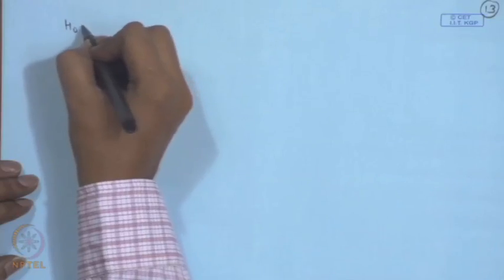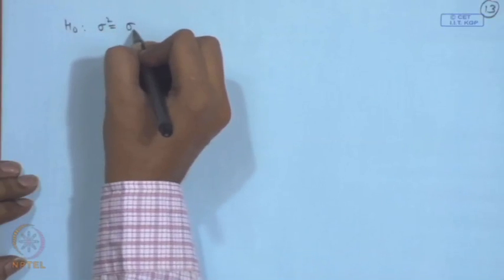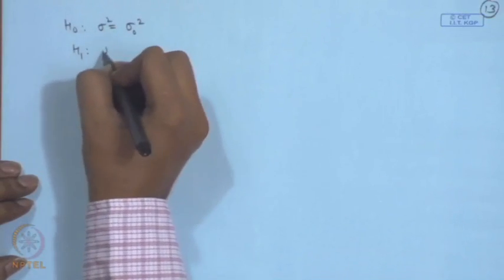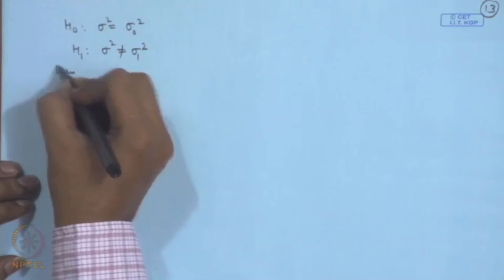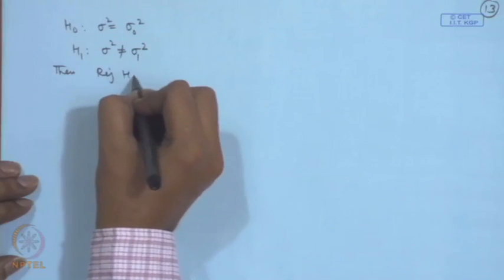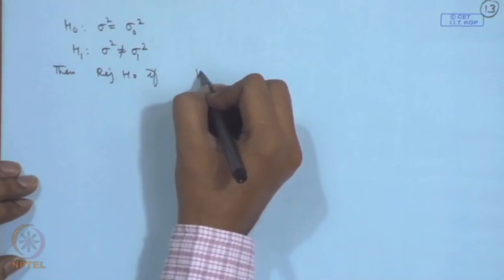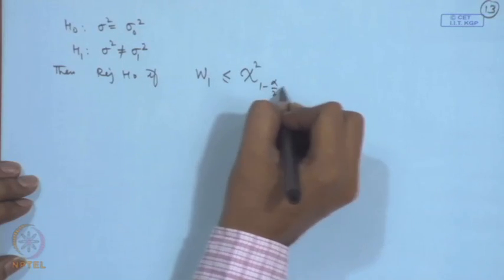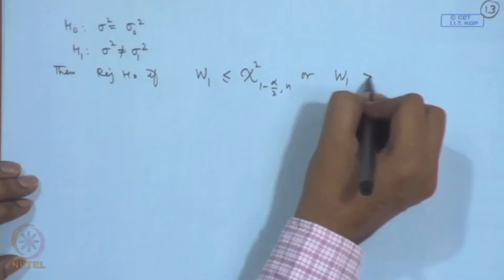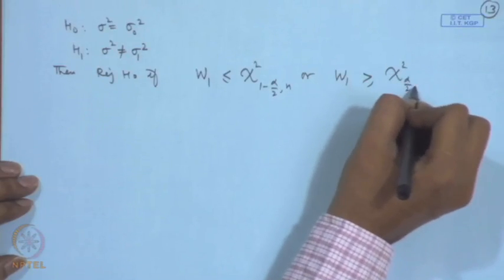In the case of two sided region, suppose we are considering sigma square is equal to sigma naught square against sigma square is not equal to sigma naught square, then reject H naught if W1 is less than or equal to chi square 1 minus alpha by 2, n, or W1 is greater than or equal to chi square alpha by 2, n.